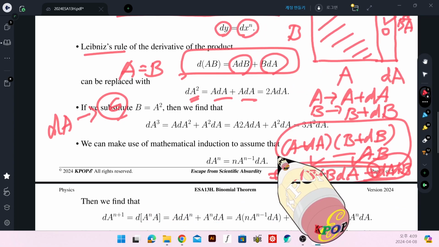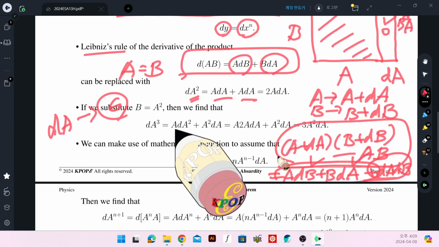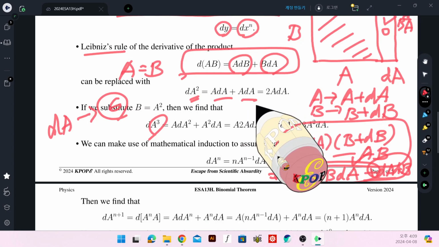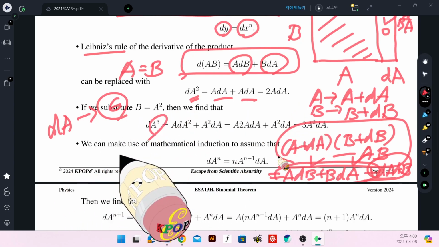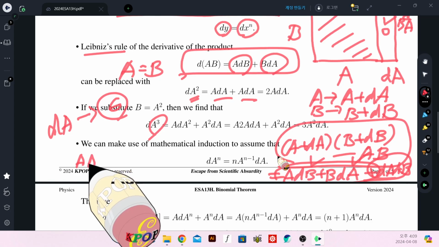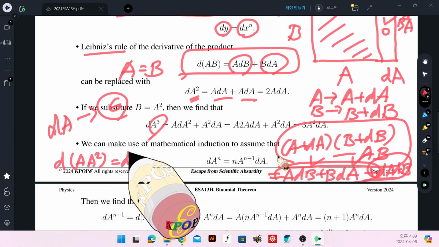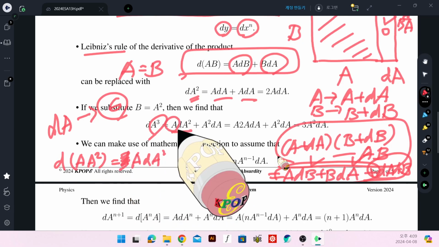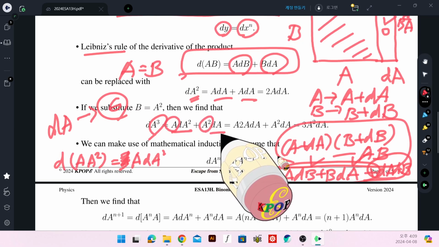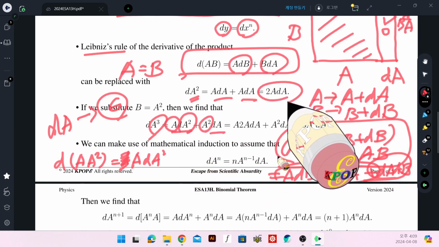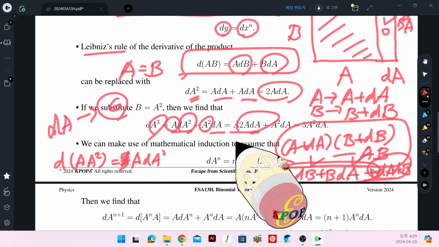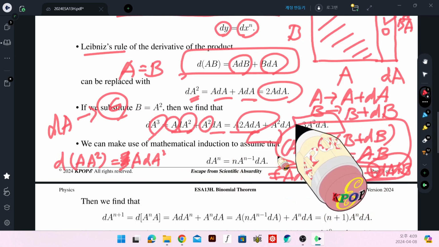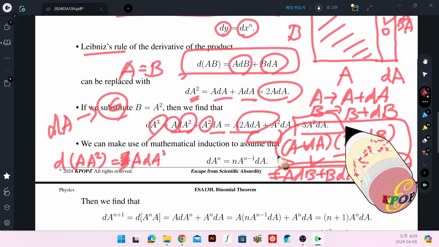We can extend this to compute the total differential of A cubed. That can be done by substituting A equals A and B equals A squared. So dA squared, A times dA squared and A squared times dA. We know d(A squared) is 2A dA, and this is A squared dA. Sum them all, we find 3A squared dA.